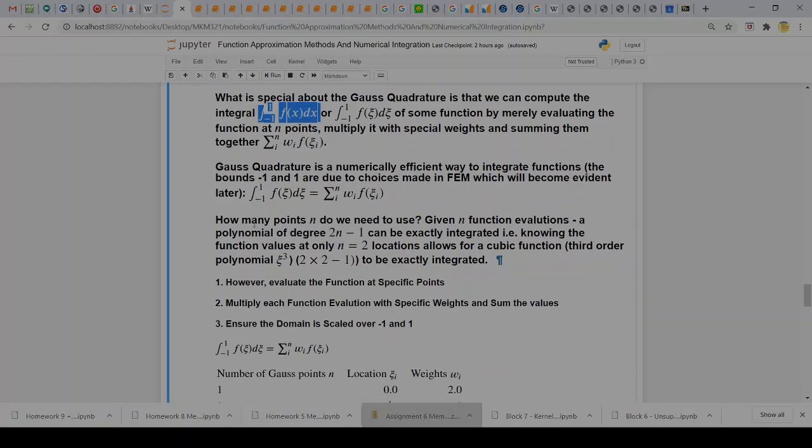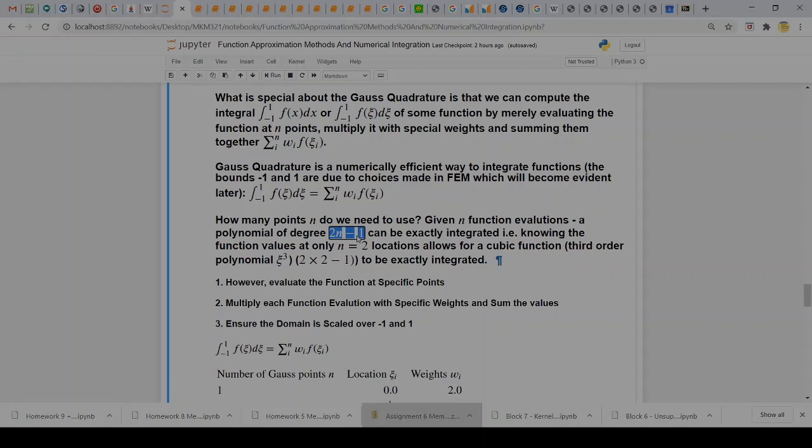So the question is, how many points do we need to use to exactly integrate a polynomial? Well, the fact of the matter is, if we have n points, we can integrate a polynomial of degree 2n minus 1. Exactly. So what it means is, if I have 3 points, then 2 times 3 is 6 minus 1, a 5th order polynomial.